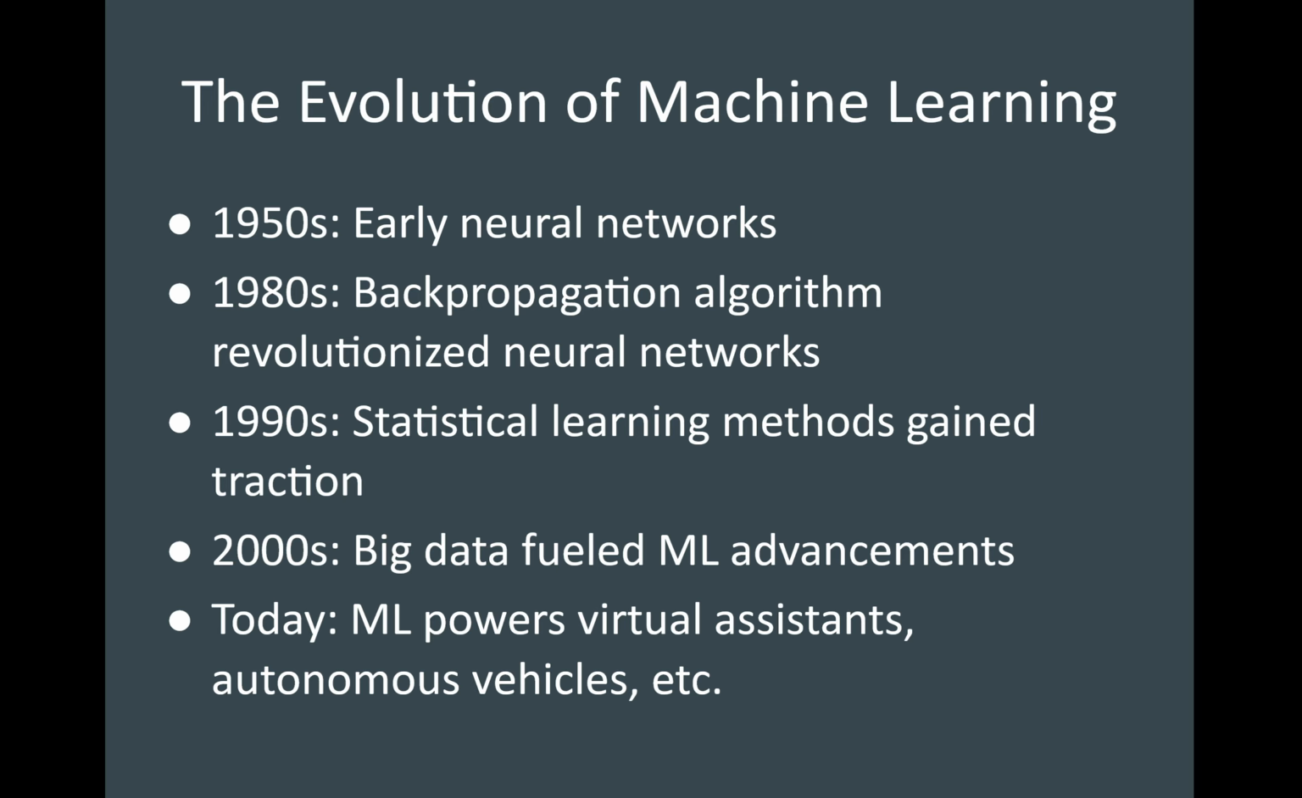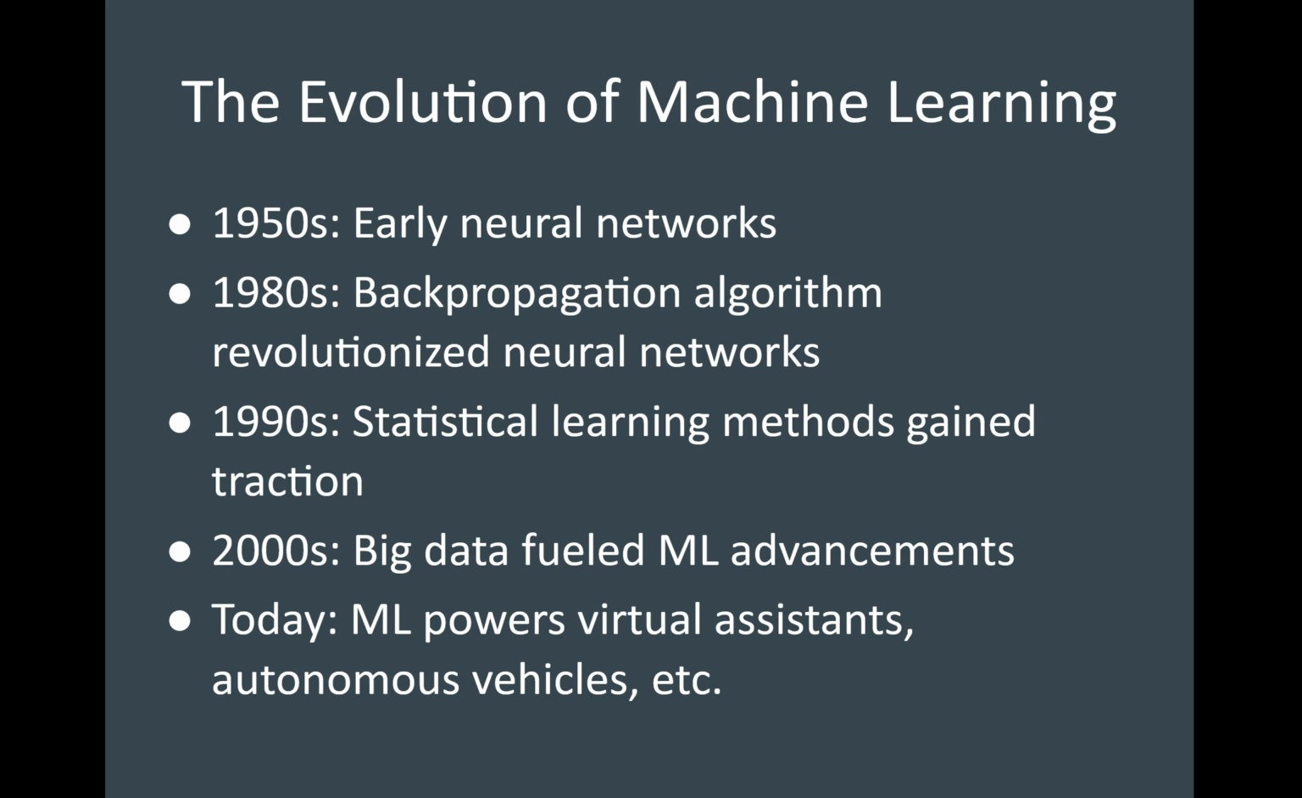The roots of machine learning can be traced back to the 1950s. One of the earliest milestones was the development of the first artificial neural network by Frank Rosenblatt in 1958, called the perceptron. The perceptron was designed to mimic the way the human brain processes information. However, due to limited computing resources and theoretical challenges, progress in neural networks stagnated for several years.